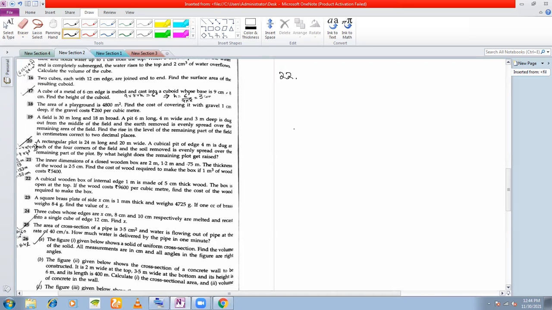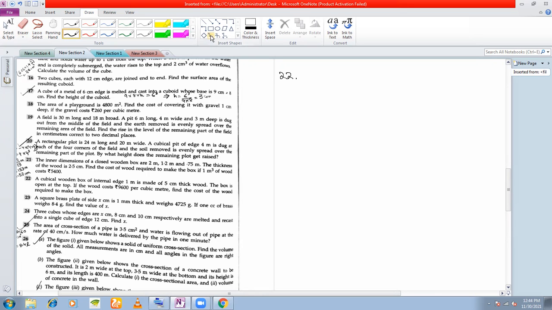The box is open at the top. So it is an open top box, just like your shoe box. If you open the top, it becomes an open top, right? If the wood costs 9600 per cubic meter, find the cost of the wood to make the box.